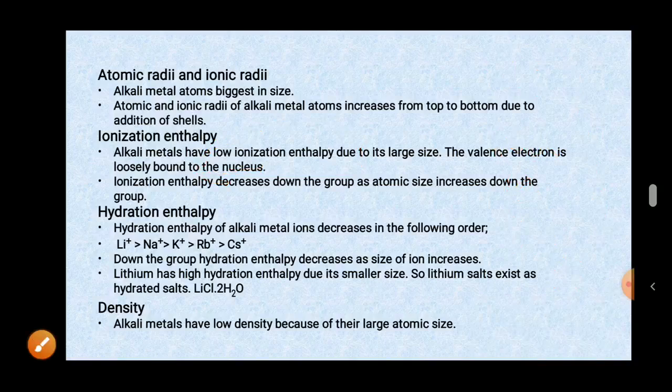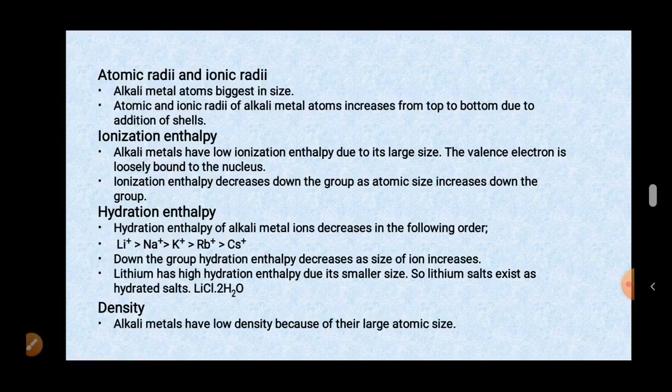See here, I have written that the valence electron is loosely bound to the nucleus. The last electron present in the outermost shell is loosely bound to the nucleus, so we can remove the electron from the outermost shell easily. That's why alkali metals have low ionization enthalpy in general. So when I talk from top to bottom, lithium to francium.